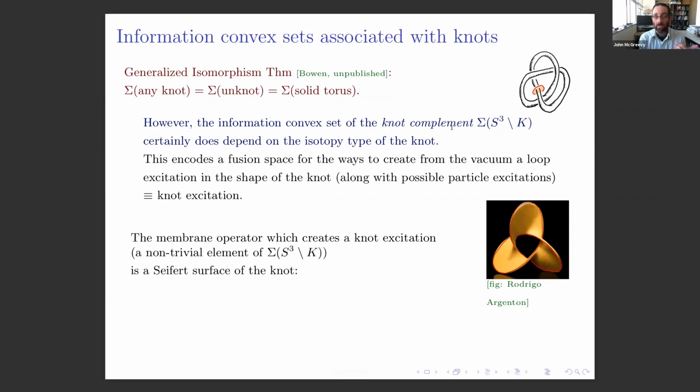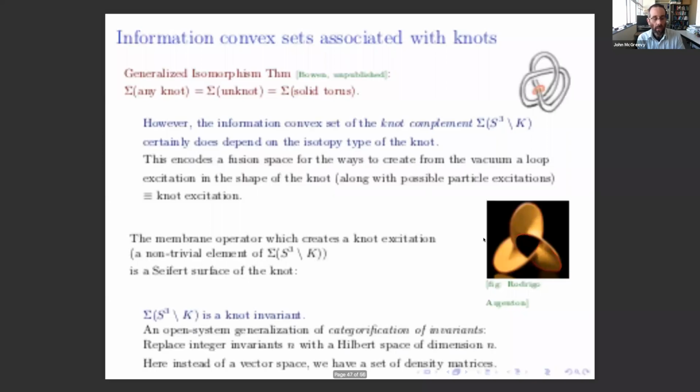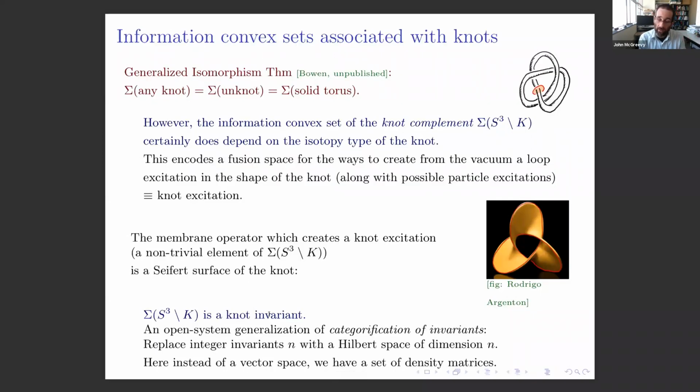But the information convex set of the knot complement does know about the isotopy type of the knot, and it encodes, the way you should think about it is as a fusion space for ways of creating from the vacuum a knotted excitation, like Schrader was asking about. So that is a loop excitation in the shape of a knot, perhaps with some particle excitations attached to it somehow. So the membrane operator that creates such an excitation is a Seifert surface for the knot. So something like this for the trefoil. And the information convex set is a knot invariant.